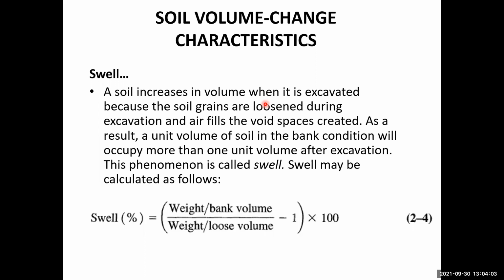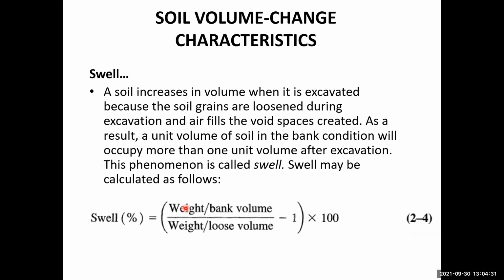If there is an increase in volume, the unit weight of the soil in the bank condition will be more than the unit weight in the loose condition. Unit weight or unit volume? No, unit weight. There is nothing as the unit volume.